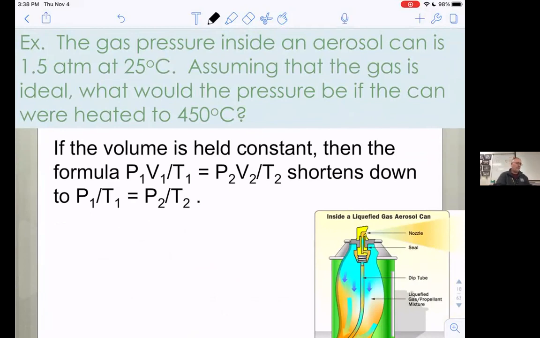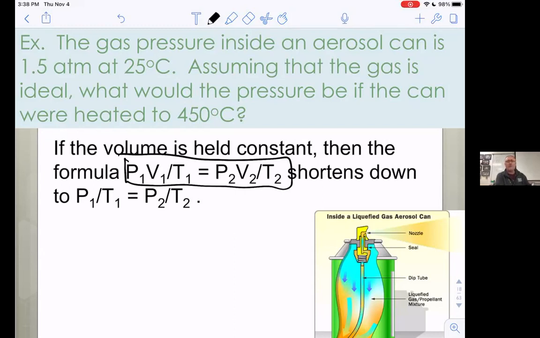So instead of using the combined gas law, P1V1 over T1, like this right here, you would shorten it just to take off the volume. A lot of times they'll tell you that it's in a 1 liter flask, but the flask isn't going to change volume. Then you just use 1 liter on both sides of the equation or just get rid of the volume. But anyway, you would plug in your pressure and your temperature.